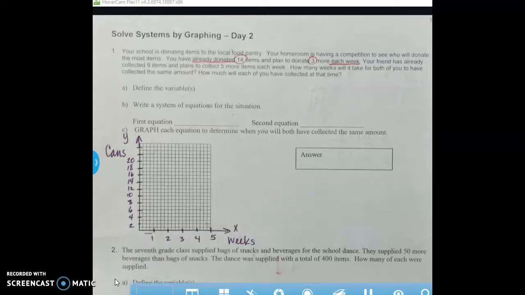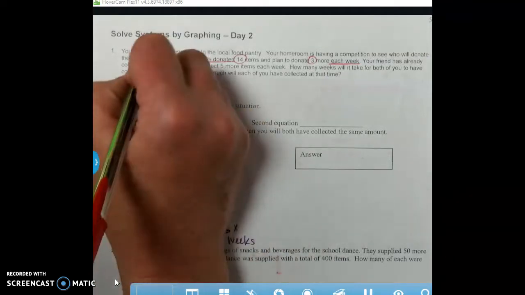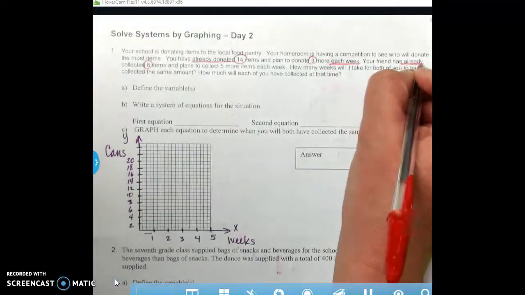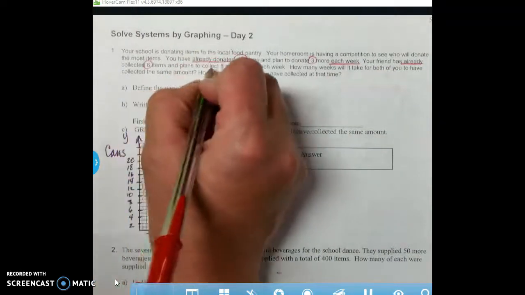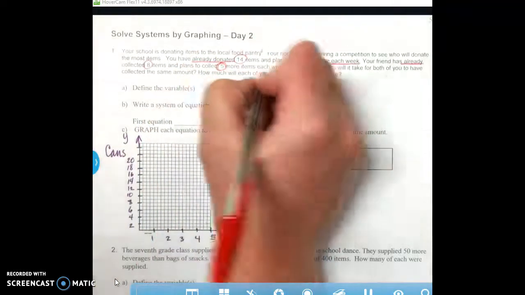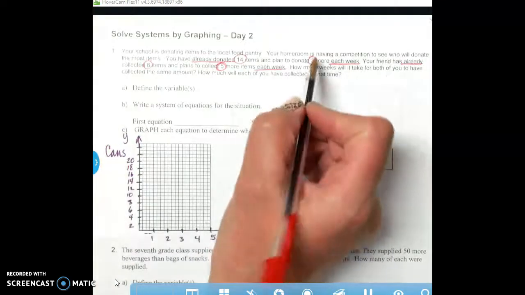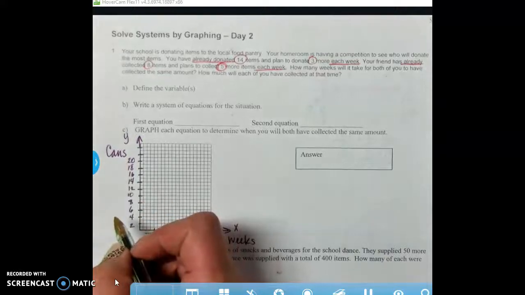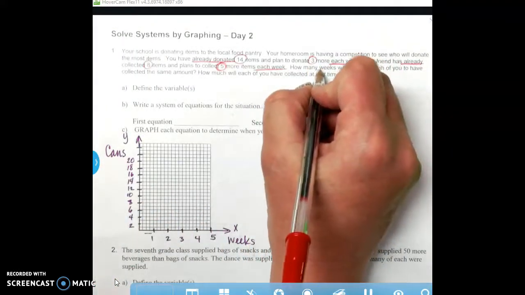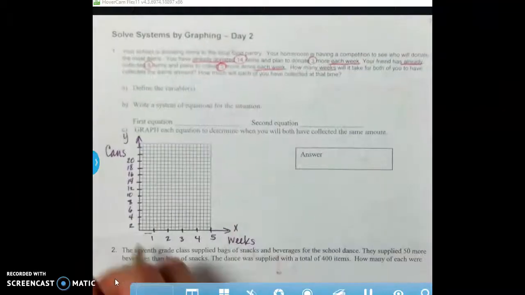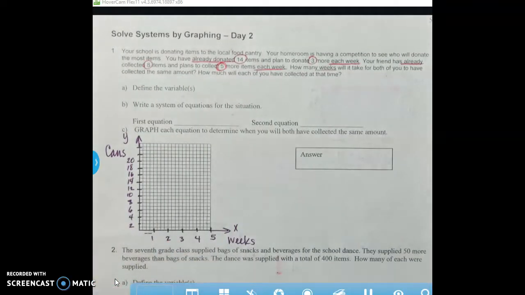Your friend, you're competing, kids are competing in the homeroom. Your friend has already collected 8 items, and plans to collect 5 more each week. So you and your friend are not done collecting cans. You plan on bringing 3 each week. Your friend is planning on bringing 5. After how many weeks will both of you have collected the same amount? How much would that be?